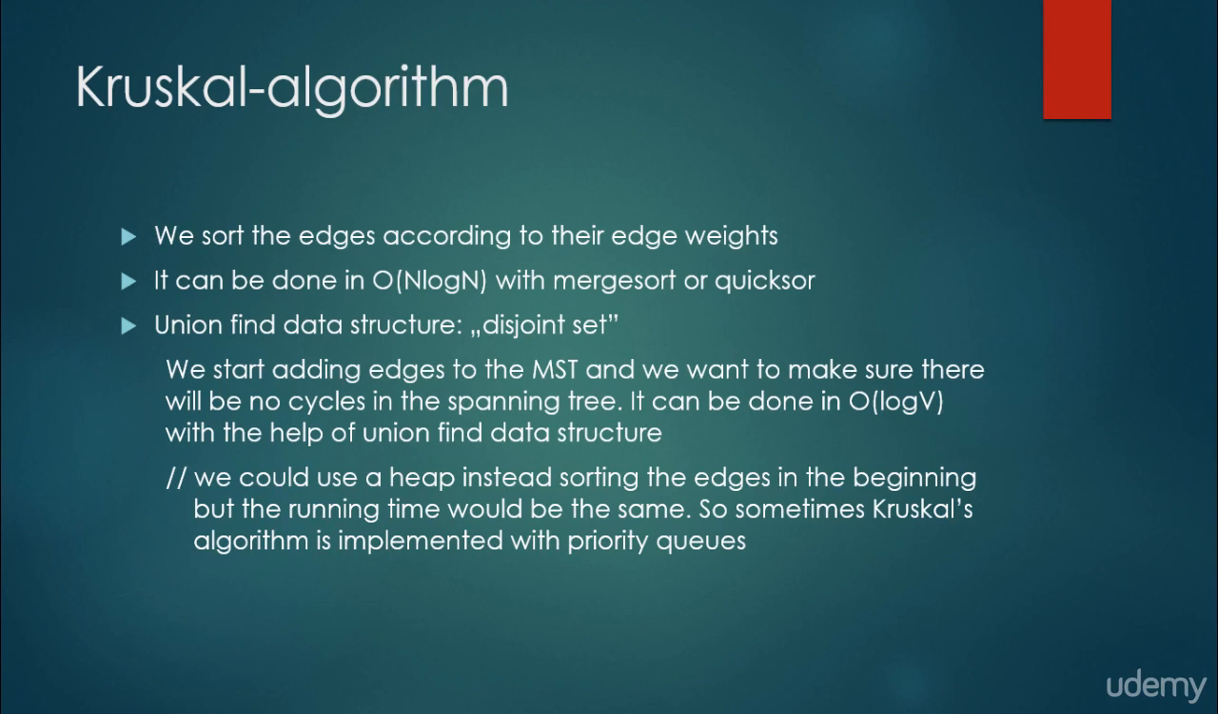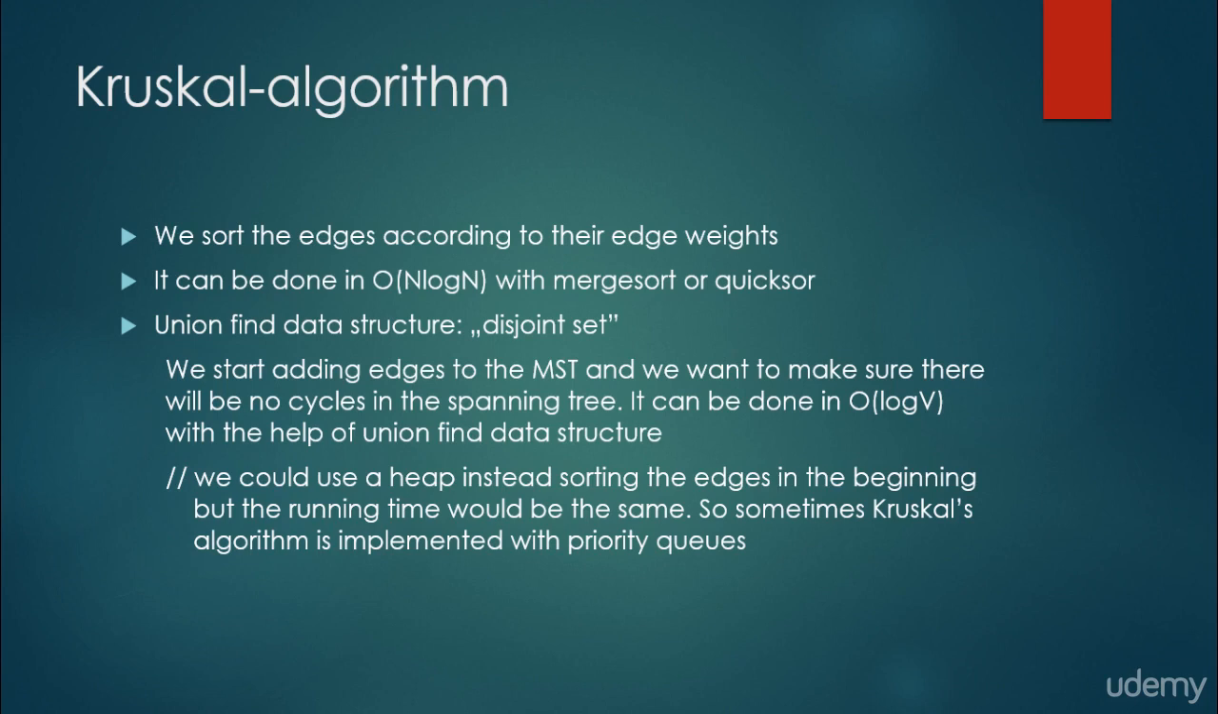And it's very important to use the union find data structure or the disjoint set because after sorting the edges, we just iterate through these edges and we start adding edges to the minimum spanning tree, and we want to make sure there will be no cycles in the spanning tree. It can be done in logarithmic time complexity with the help of union find data structure. We are going to implement it and it will be clear.